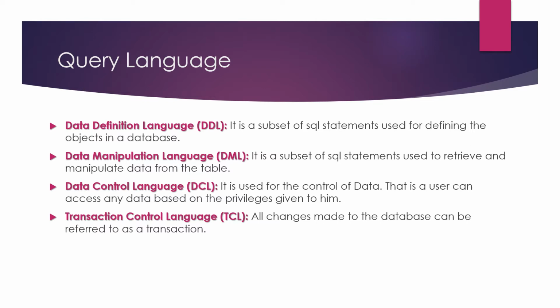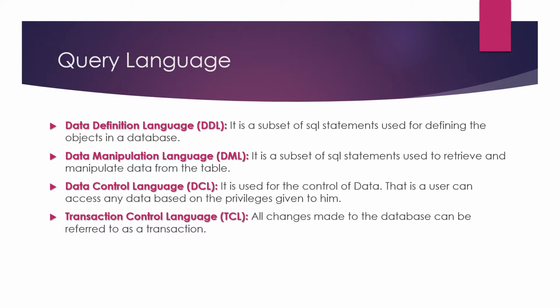The queries in the SQL query language are categorized into four. The first one is data definition language, DDL, which is used for defining the objects in a database. The second one is data manipulation language, DML, which is used to retrieve and manipulate the data from the table. The next one is data control language, DCL. It is used for the control of data, so that a user can access data based on the privileges given to him.